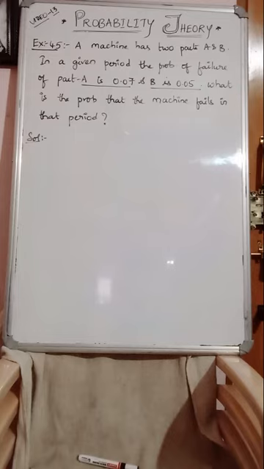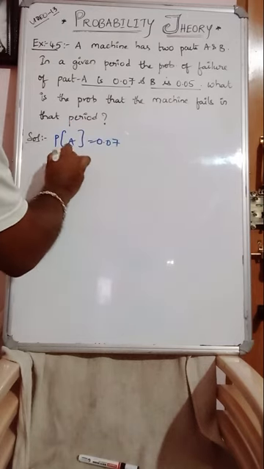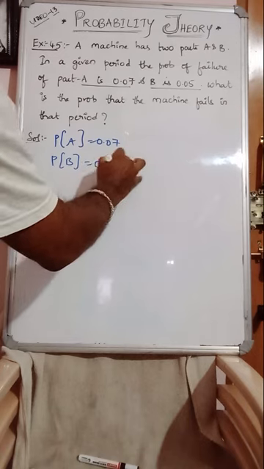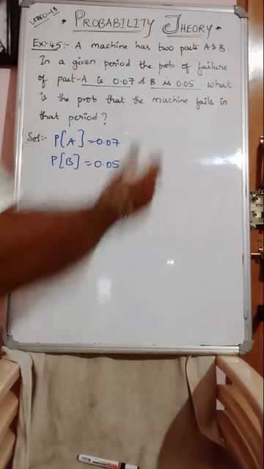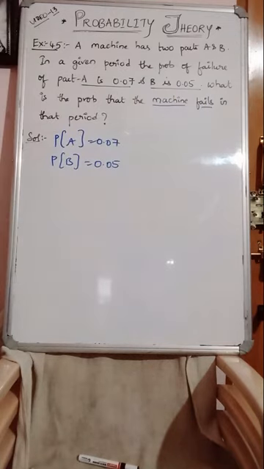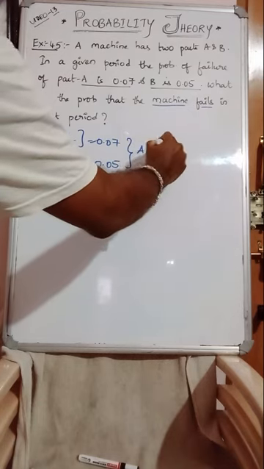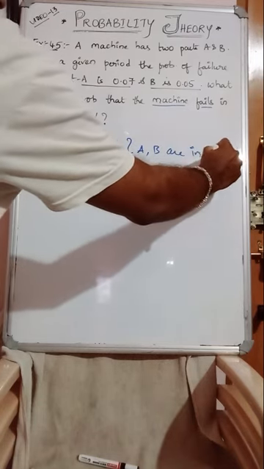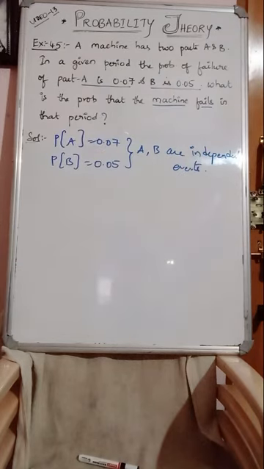According to the given question, the probabilities are directly given. Probability of A is 0.07 and probability of B is 0.05, right? So both P of A and P of B are given. What is the probability that the machine fails in that given period? At the same time, A is a different part and B is a different part. Therefore, A and B are independent events.